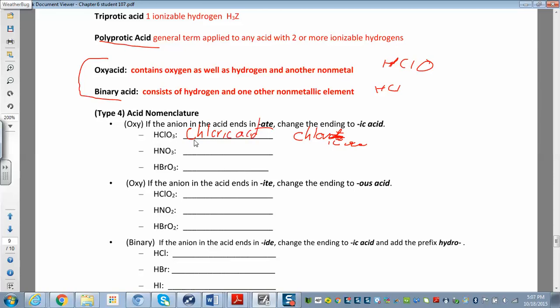The hydrogen is basically telling you it's an acid. So this NO3 is nitrate. Drop the ate and change it to ic acid. So this becomes nitric acid.